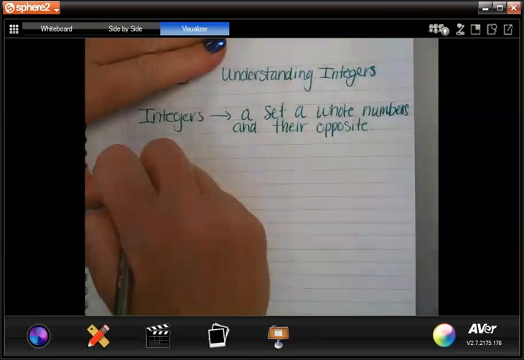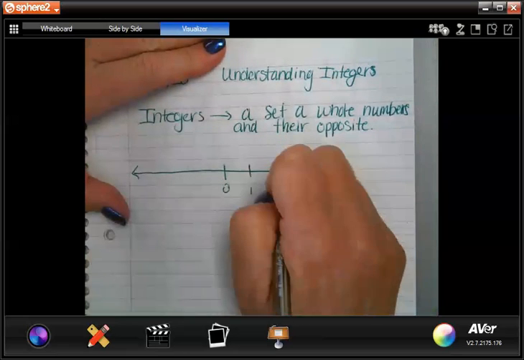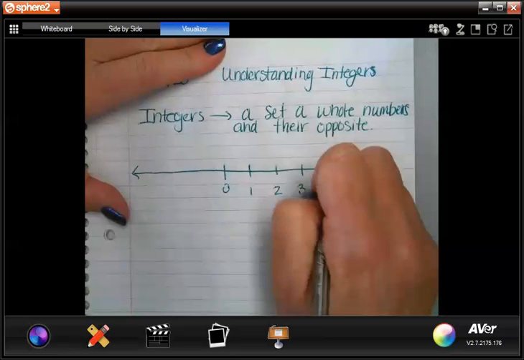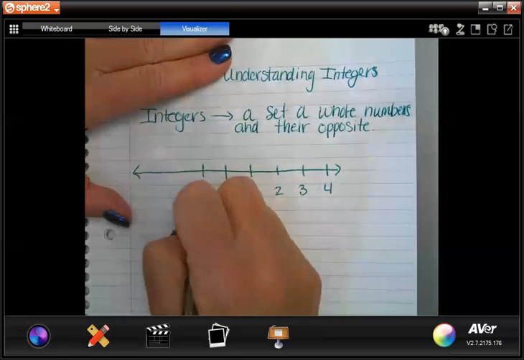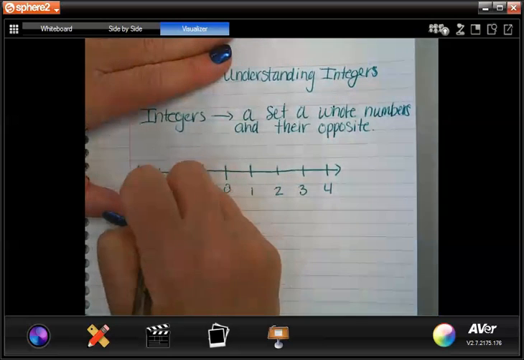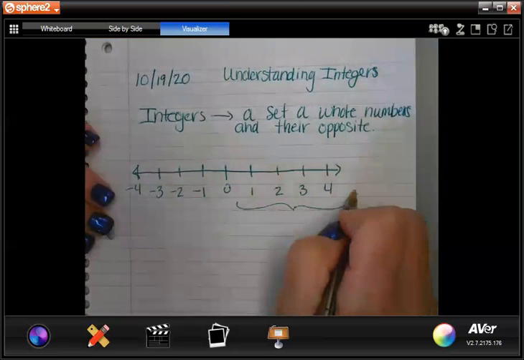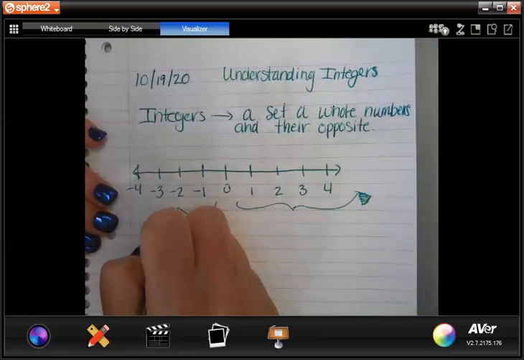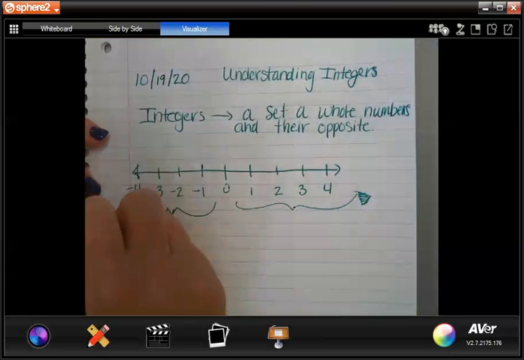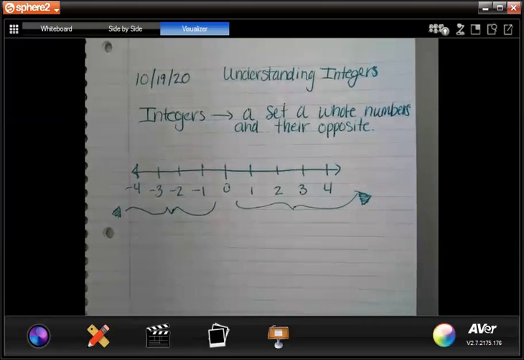So if you think about this, okay, whole numbers are 1, 2, 3, 4, 5, 6, 7. So opposites would be -1, -2, -3, -4, right? So a set of whole numbers, and it goes forever, and their opposites. Okay, it goes on forever and ever and ever and ever. So that is what an integer is.